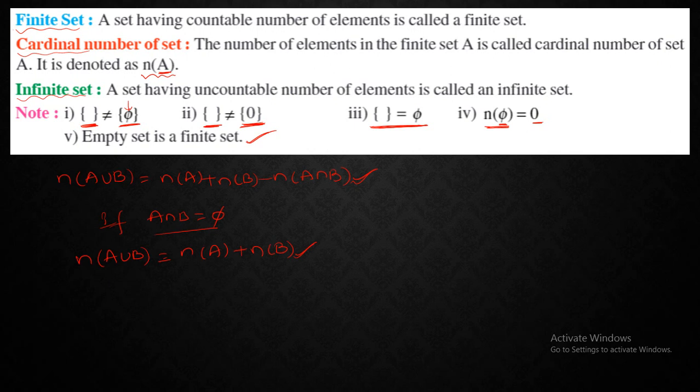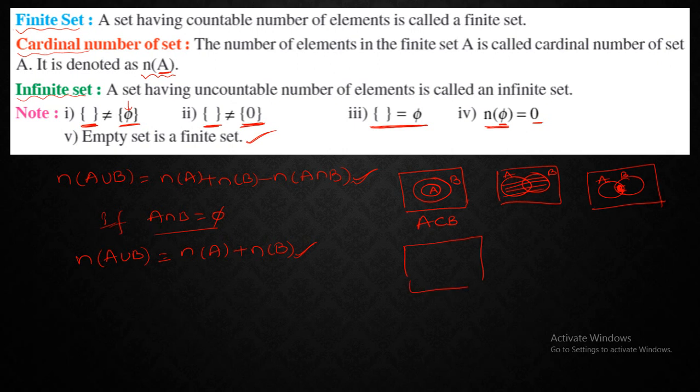Next, moving on to the Venn diagram. Already you know about Venn diagrams. If A is a subset of B, that means the inside set is A and the outside set is B. Next, if you want to represent A union B, with this set A and this set B, then this whole shaded part is A union B. The same way, A intersection B is the common part.